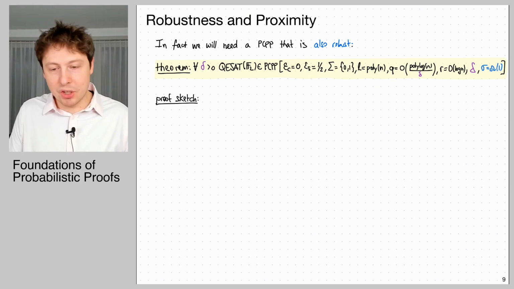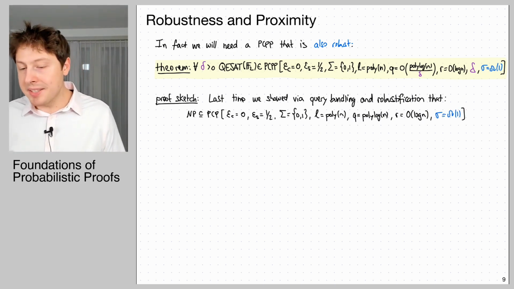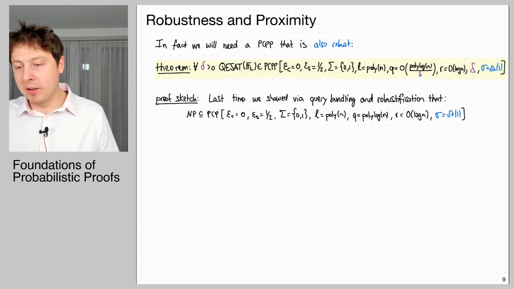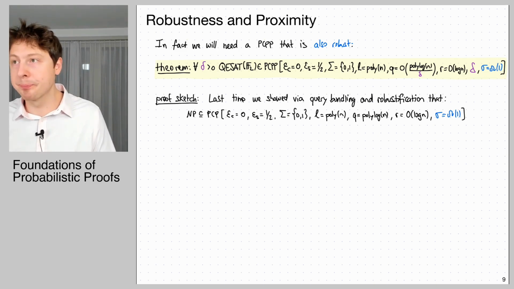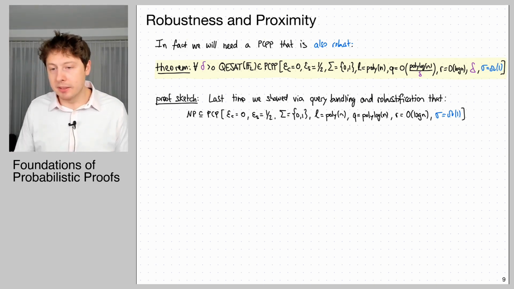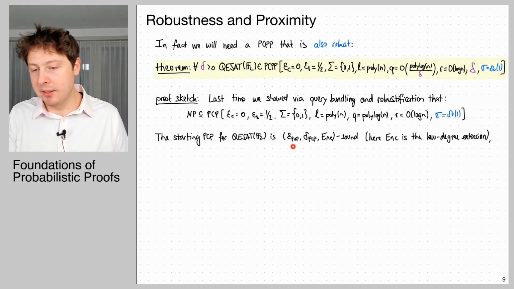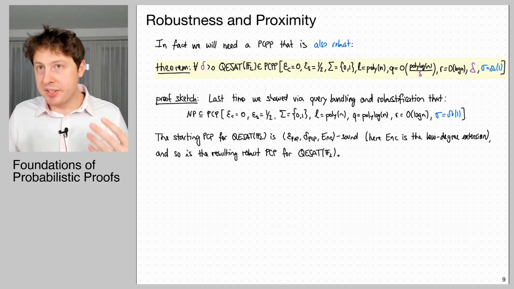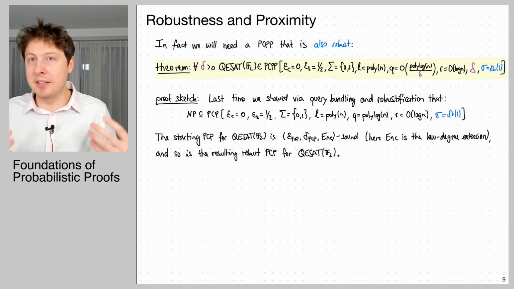And the proof sketch is that last time we showed, via query bundling and robustification, how to construct some robust PCP for NP in this precise regime, right? And because the starting PCP that we robustified had this epsilon delta enc property, you can see that after robustification it wasn't lost. It's still the case that it has this property.